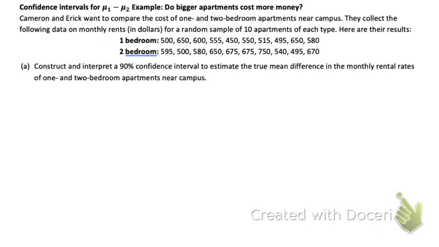Here's the deal. We want to take a little sample here, right? We want to see, maybe they are different, but how different are they? That's why we make the interval, to give an estimate of how different are the prices of 1 and 2 bedroom apartments. So Cameron and Eric want to compare the cost of 1 and 2 bedroom apartments near campus. They collect the following data on monthly rents in dollars for a random sample of 10 apartments of each type. Here are their results. We have the 1 bedrooms and the 2 bedrooms. Construct and interpret a 90% confidence interval to estimate the true mean difference in the monthly rental rates of 1 and 2 bedroom apartments near campus.